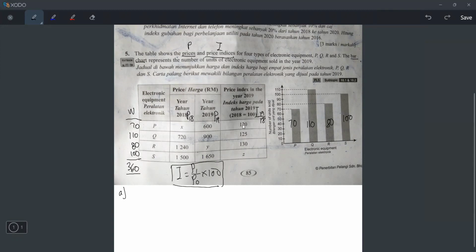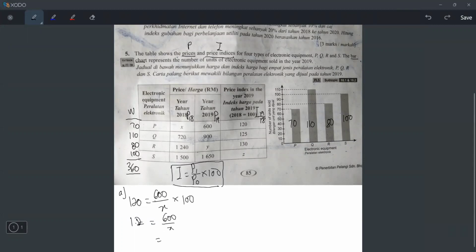So how to find this one? I will substitute 120 for I. For P1, I will substitute the newer year, which is 600. That's the price, over X, times 100. Times 100 moves over to become divide by 100. 120 divided by 100 is 1.2. So 1.2 equals 600 over X.